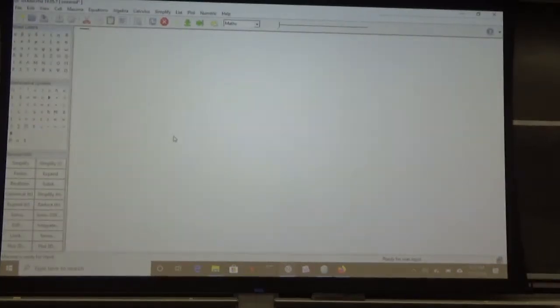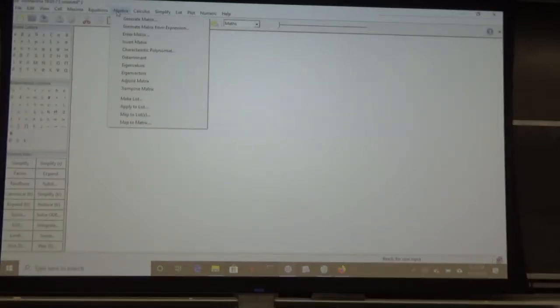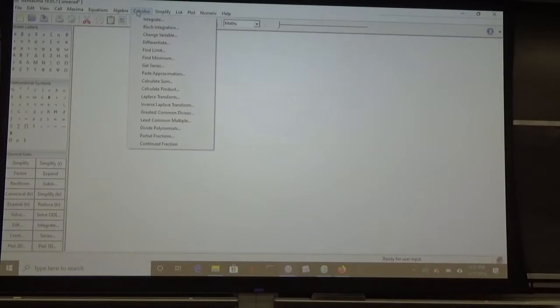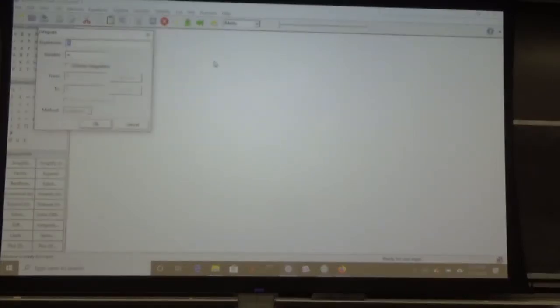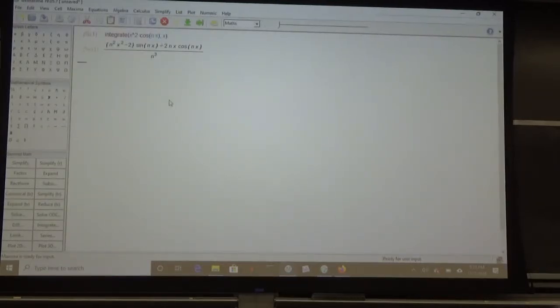So this is what it looks like. It has a nice graphical interface. There's a bunch of built-in functions already in the tabs at the top, so you can just click on integrate, fill in what expression you want it to do, like x squared times cosine of n times x with respect to x, say, and then just click OK, and it'll do it for you. You can do other things, like if you want to declare n to be an integer.